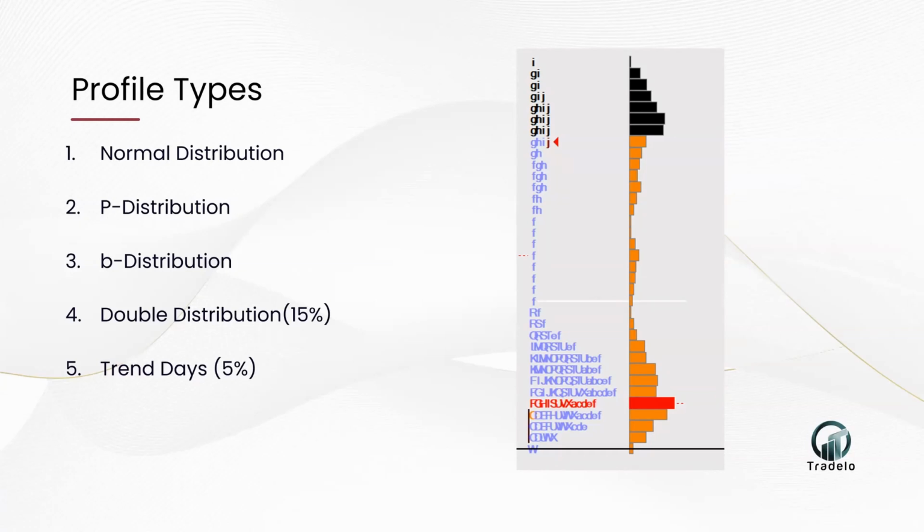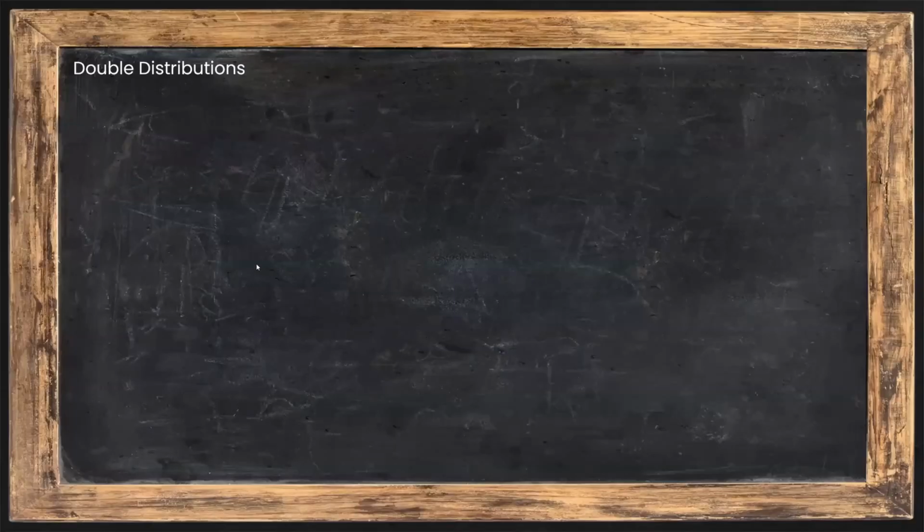Now, if you go and apply it across different markets, you can make a very good living just trading double distributions. And then obviously the other 3 distribution types, P, B and normal distributions, they will typically occur around 80% of the time. Okay, in other words, let's have a look.